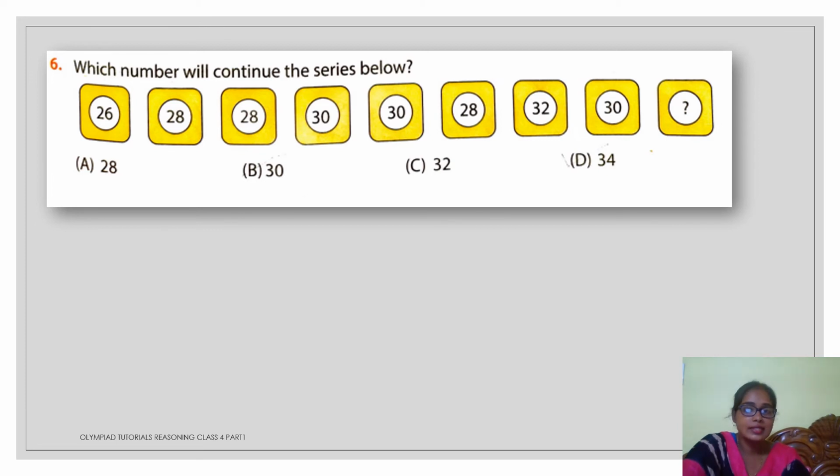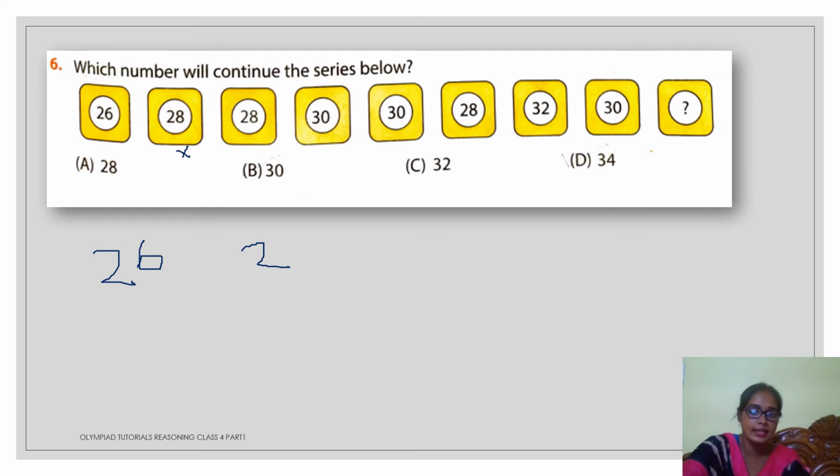Now this is a quite simple series. Here you have the numbers 26, 28, 28, 30, 30, 28, 32 and 30. This is some kind of repetition series. From the first number 26, you move on to the next number, skip one number and you go on adding. Suppose 26, skip the second number. We'll not take this number first. We are going to get two different series here.